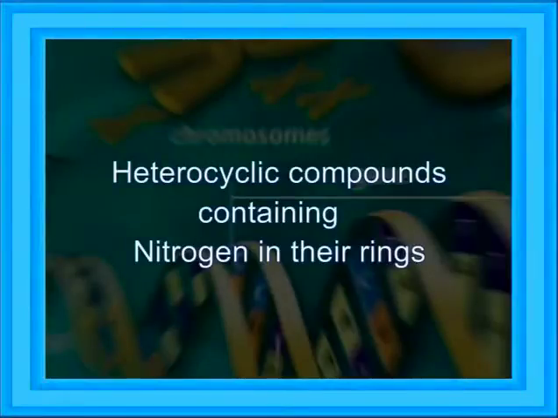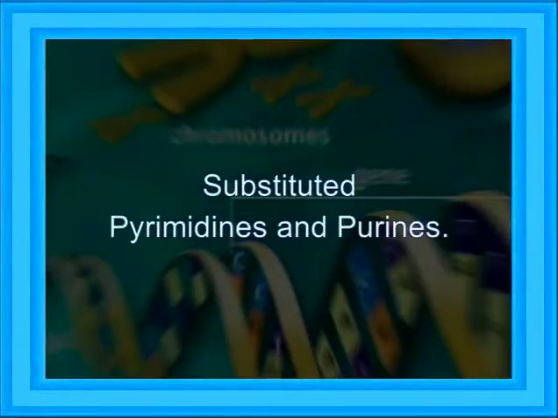As far as the bases found in nucleic acids are concerned, they are heterocyclic compounds containing nitrogen in their rings, hence they are called nitrogenous bases. The bases found in nucleotides are substituted pyrimidines and purines. Unsubstituted pyrimidines and purines are not found in biological systems, but a number of substituted derivatives are present, which are classified as pyrimidines or purines, depending on the parent molecule from which they are derived.